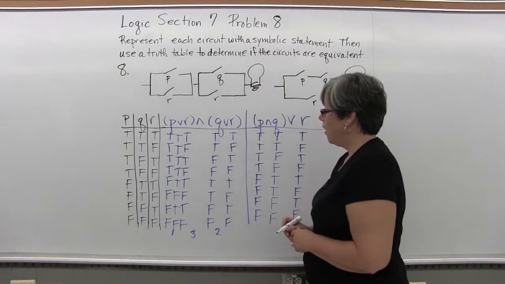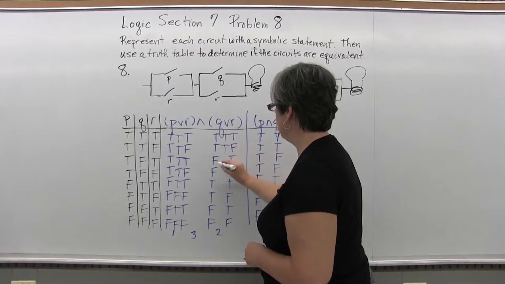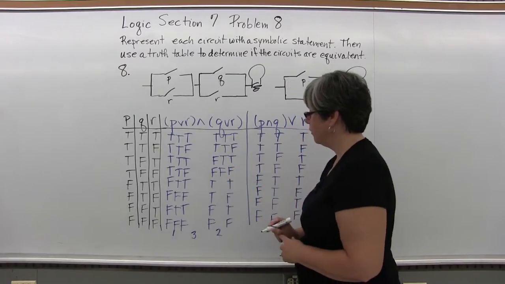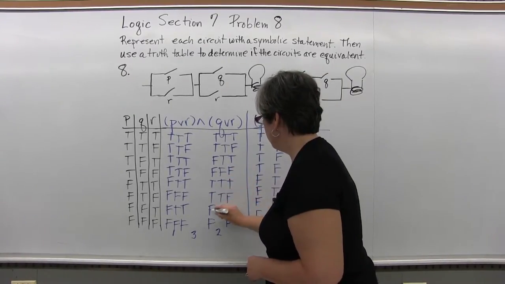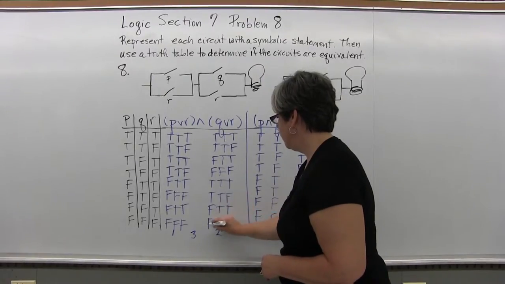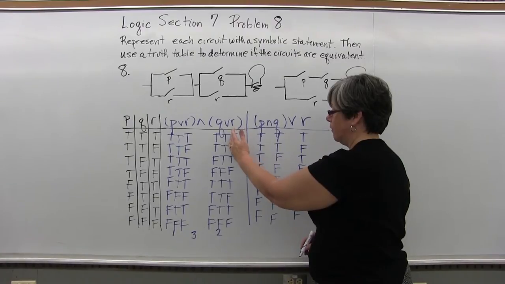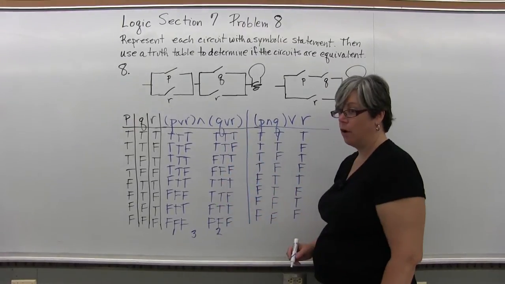Now for Q or R, true or true is true, true or false is true, false or true is true, false or false is false, true or true, true, true or false, true, false or true, true, false or false, false. So for this column, we have three trues and a false, three trues and a false.